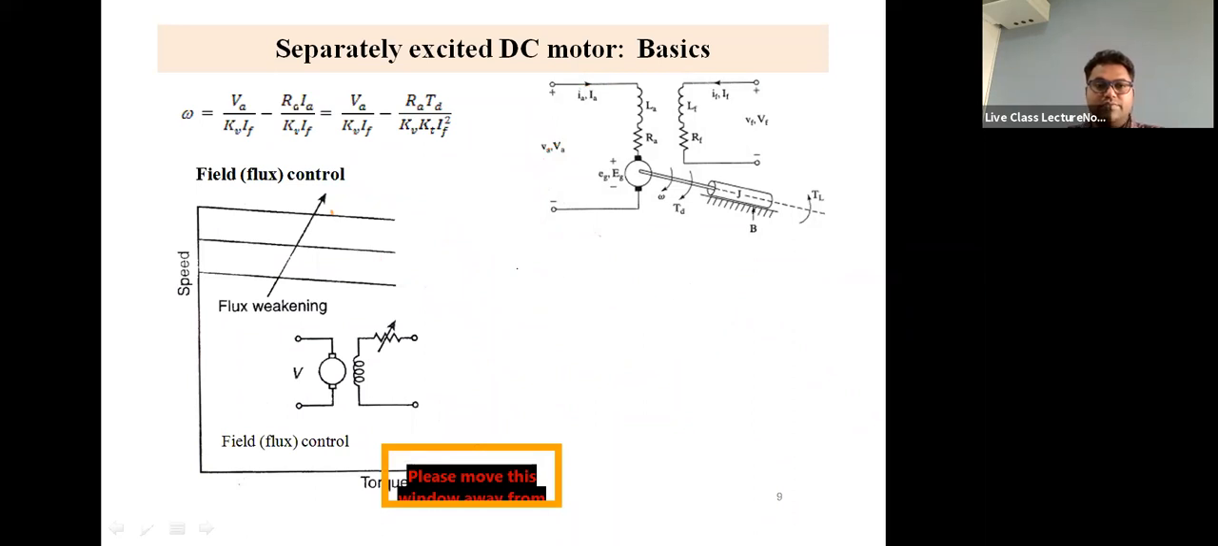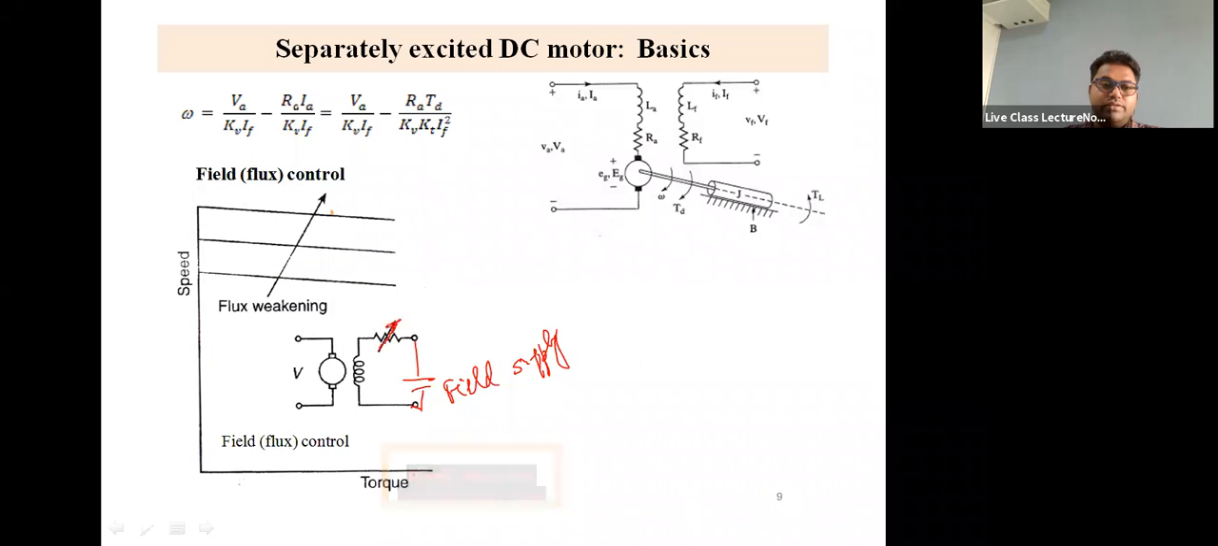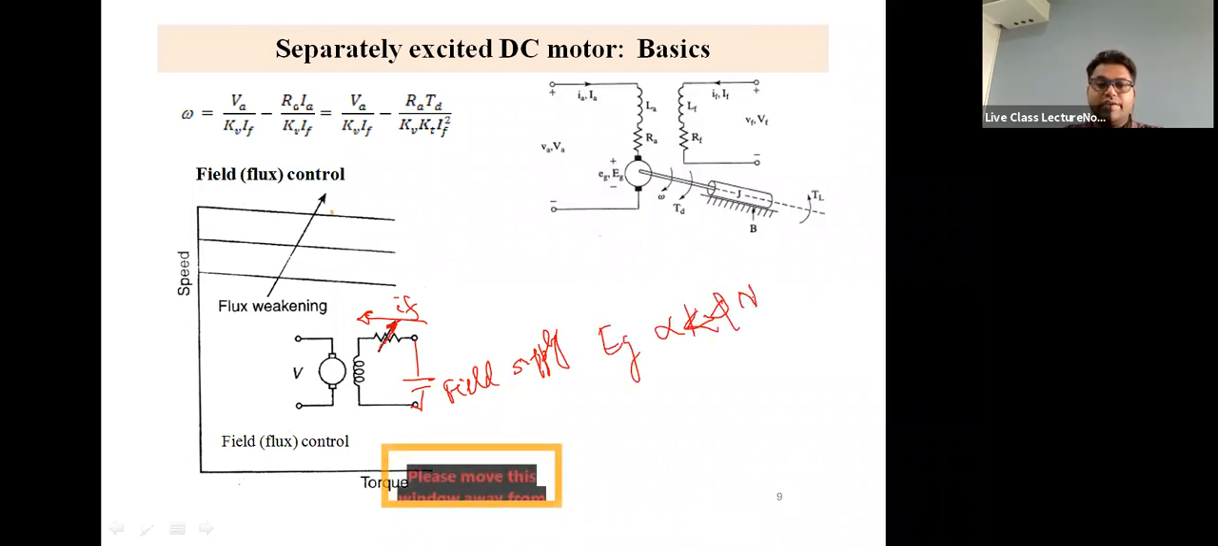Then comes the field flux control. In this, we have a very interesting phenomenon. If this is the field supply and we put a resistance here and vary the field current, then Eg is proportional to K phi n. What is Eg? It is the generated EMF.